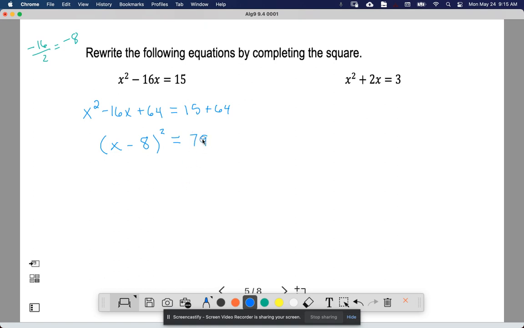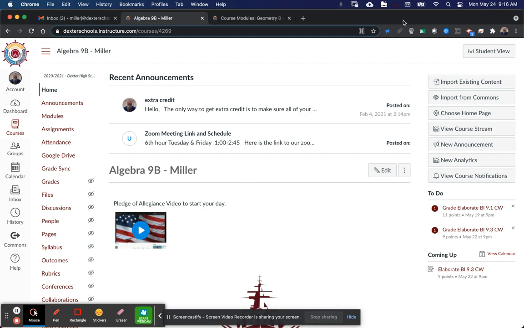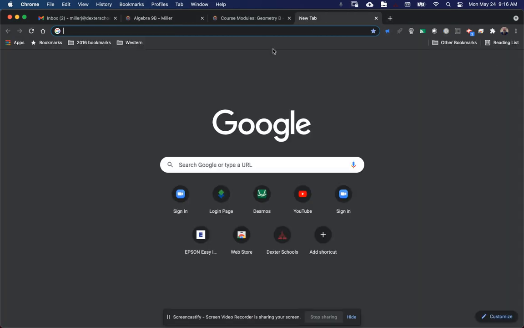Then at this stage, we can just take the square root of both sides. So square root, and I get x minus 8 is going to equal, and again, just like we practiced the other day, when we're solving these equations from this point, you get a positive and a negative, whatever that square root of 79 is. So again, going over to your Desmos here.